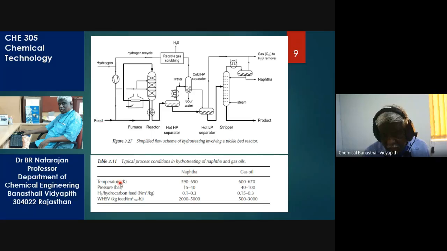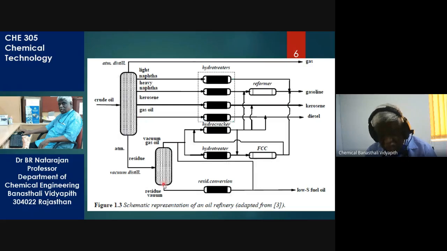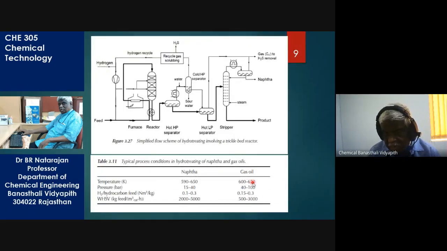If my feed is naphtha, my temperature is 590 to 650, pressure is 15 to 40, hydrogen to hydrocarbon feed is 0.1 to 0.3, and WHSV is 2000 to 5000. And here, this could be gas oil or naphtha. Gas oil may be 600 to 670, pressure is more, 40 to 100, hydrogen carbon ratio is 0.15 to 0.3, and WHSV is 500 to 3000. Remember the unit, kg feed per cubic meter per hour.